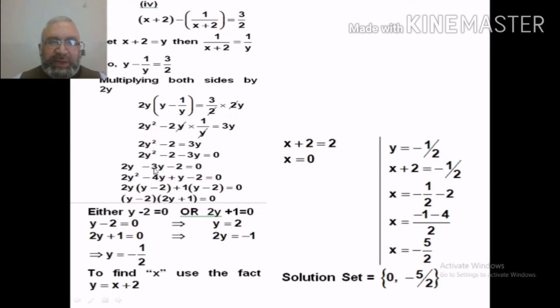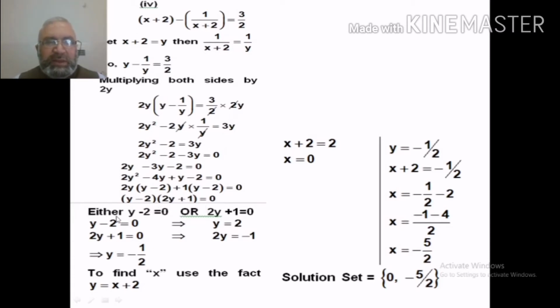So making factors of minus 3, we take two factors, minus 4 and plus 1. By adding minus 4 plus 1 we get minus 3, and by multiplication we get minus 4, which is the product of the coefficient of y square and the constant term, that is minus 4. So 2y square minus 4y plus y minus 2 is equal to 0. Again 2y is common, y minus 2 plus 1 is common, so we get two factors, y minus 2 and 2y plus 1 equal to 0.